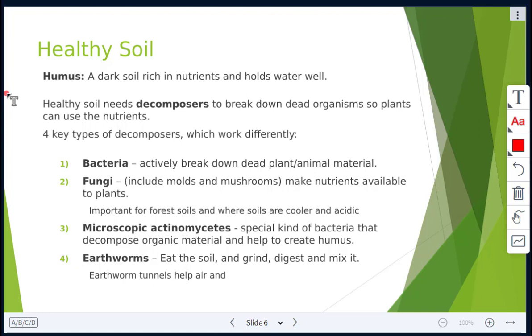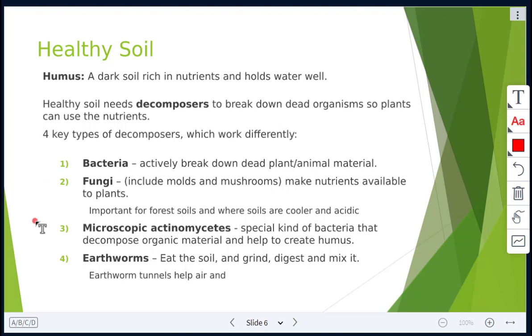There are 4 key types of decomposers. They work a bit differently from each other. First are bacteria. They actively break down dead plant and animal material. Next are fungi. These are mushrooms and molds, and they make nutrients available to plants. They're important for forest soils where soils are cooler and acidic.